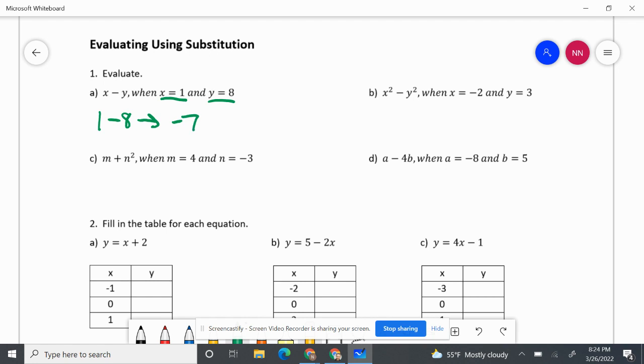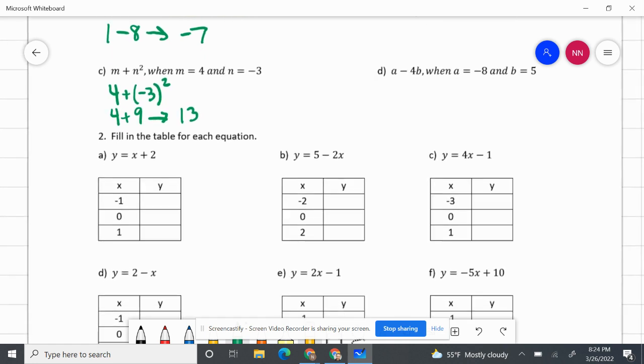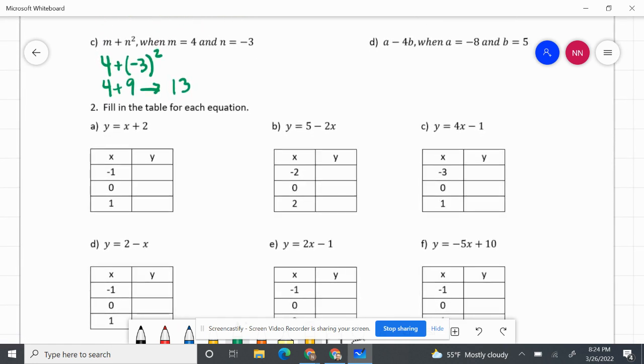If we look at the one below it, we're going to plug in the 4 in for the m. We're going to plug in the negative 3 in for the n. We're going to first do the exponents. So we have 4 plus 9, and 4 plus 9 is 13. Now, when we're looking at number 2, what we're going to do is we're going to fill in the table for each of the equations.